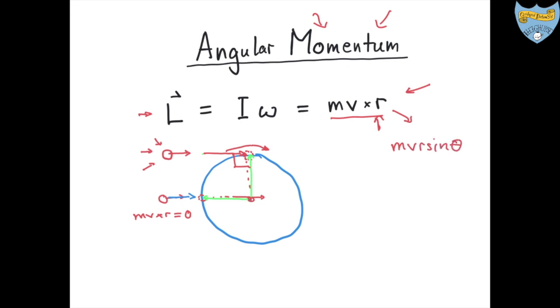And therefore, the more perpendicular V and R are to each other, the greater the angular momentum is going to be. All right, so again, to review, I omega is usually used for rotating solids. MV cross R is usually used for projectiles. And there are a few broad categories of questions that we're going to be able to look at with these two formulas. Some you'll relate one to the other, others you'll only use one type or the other. All right, let's look at one such example.